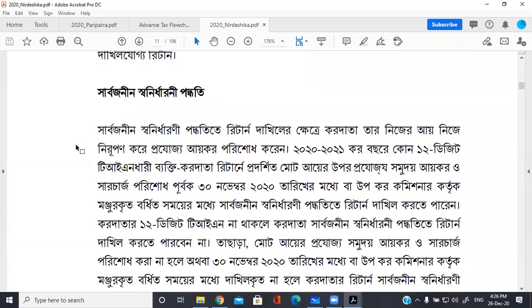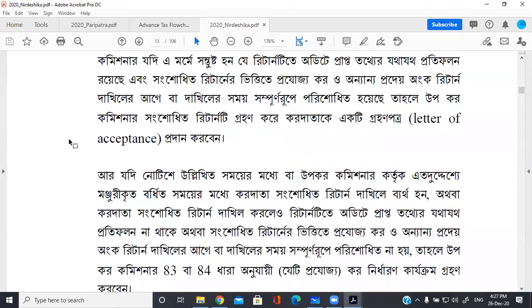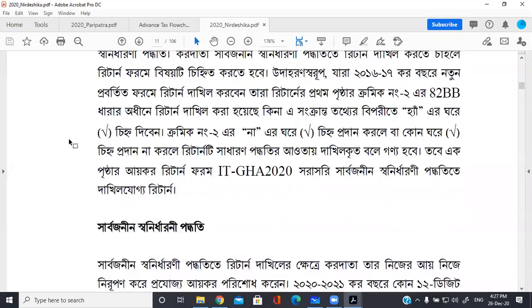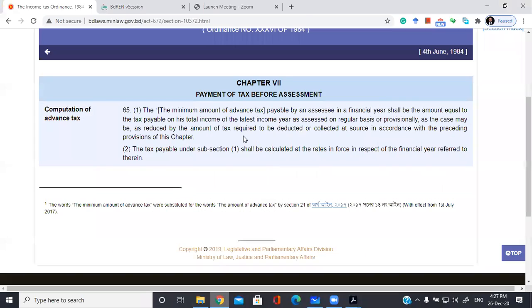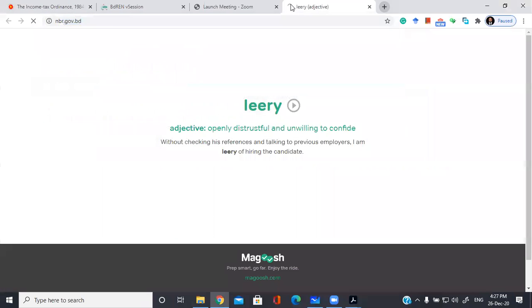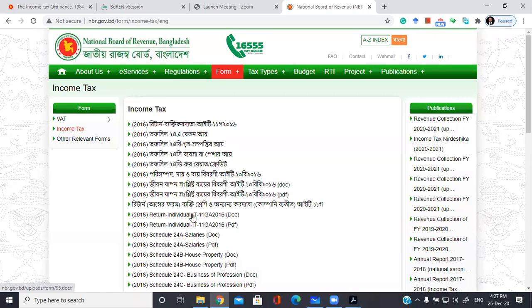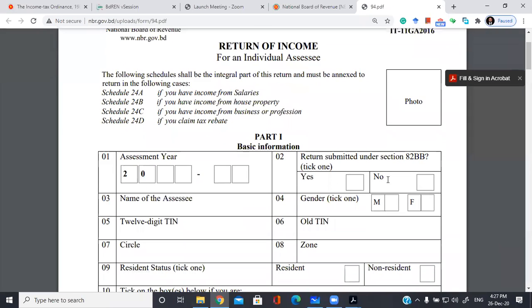And there are two methods of submitting income tax return. One is known as the universal method. Another one is known as, here, I need to show you. One is the universal method. Let me show you from the income tax return form. You see the form here. This is the cover page. Return submitted under section 82BB. So if it is yes, that means you are preparing the income tax return following the universal method. Otherwise, you're not following it.